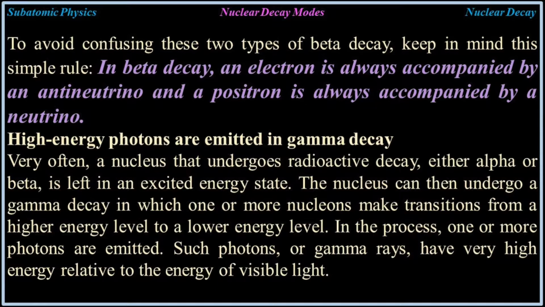High energy photons are emitted in gamma decay. Very often, a nucleus that undergoes radioactive decay, either alpha or beta, is left in an excited energy state. The nucleus can then undergo a gamma decay in which one or more nucleons makes a transition from a higher energy level to a lower energy level. In the process, one or more photons are emitted. Such photons, or gamma rays, have very high energy relative to the energy of visible light.